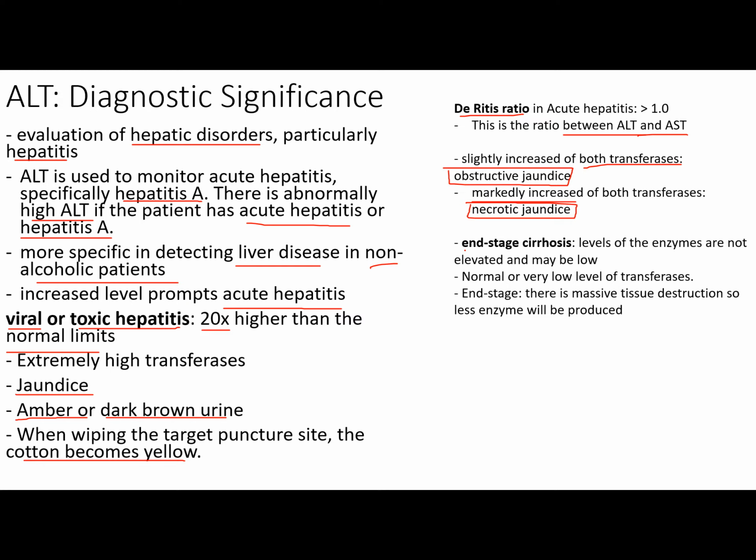Now, we have what we call end-stage cirrhosis, class. End-stage cirrhosis can cause necrotic jaundice. Kapag end-stage cirrhosis, class, kasi basically dying na yung liver mo. Now, the levels of the enzymes are not elevated and may be low. So, hindi siya elevated, normal siya, but could be low. There would be normal or very low level of transferases. Kaya siya tinawag na end-stage, class, again, papatay na siya, mamamatay na siya. There is a massive tissue destruction. And because of this massive tissue destruction, class, less enzyme would be produced.